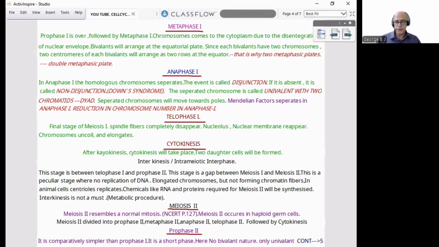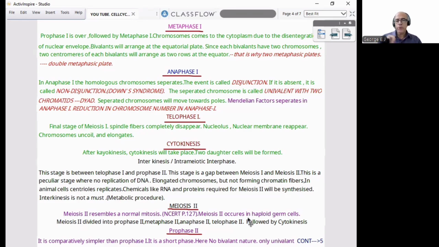Now we can enter into meiosis 2. Comparing to meiosis 1, meiosis 2 is very easy, just like a replica of mitosis, even though some slight variations will be there. So basically, it is like a mitosis with slight variations. So meiosis 2 resembles a normal mitosis. That is NCERT page number 127. It is given. And next is an important exam point: meiosis 2 occurs in haploid germ cells.